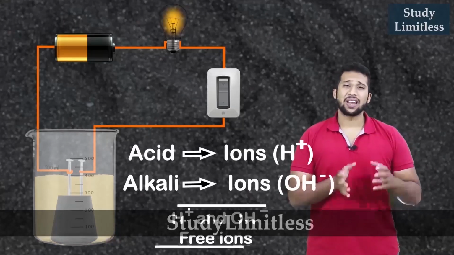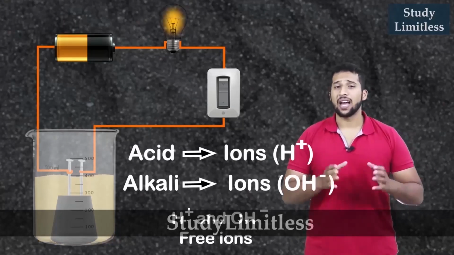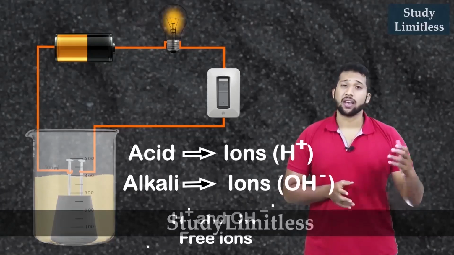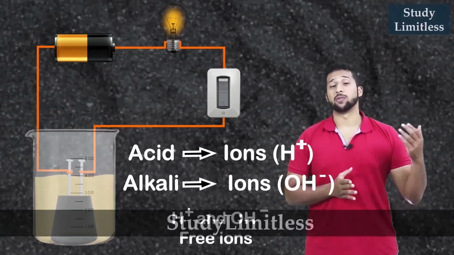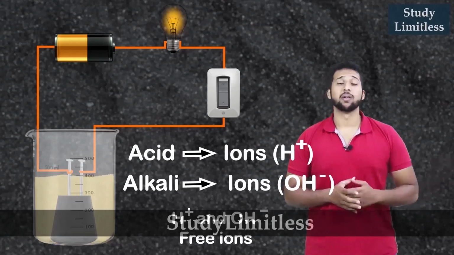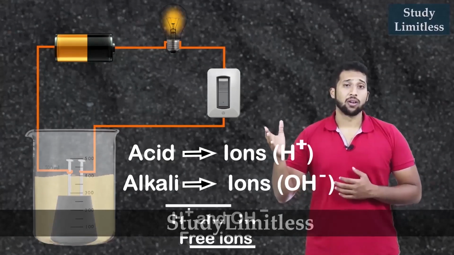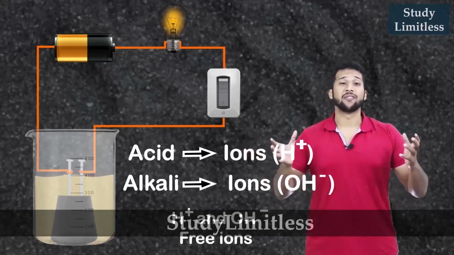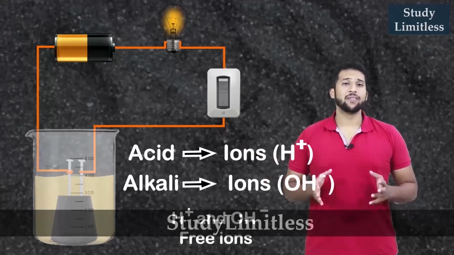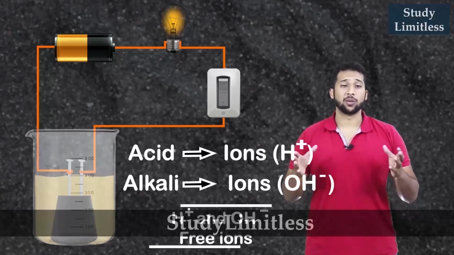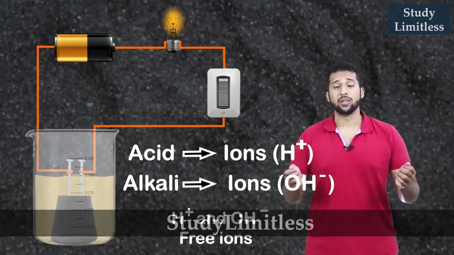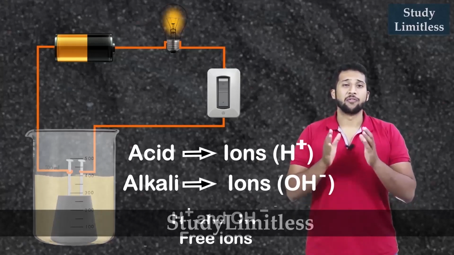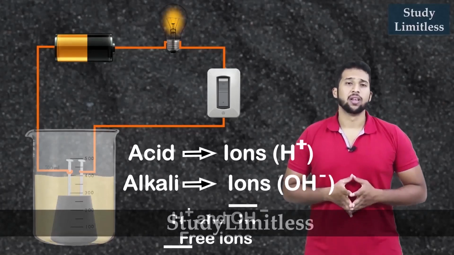When you have an acid or an alkali, we have talked about how they dissociate into ions. An acid would generate an H plus ion and your base would generate an OH minus ion. These are free ions, and whenever you need an electrical circuit, there have to be some free charges.